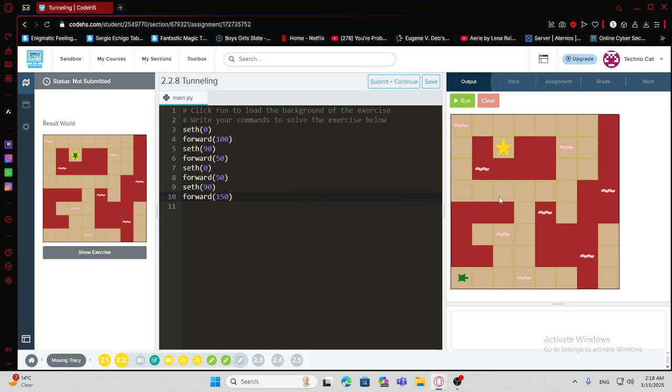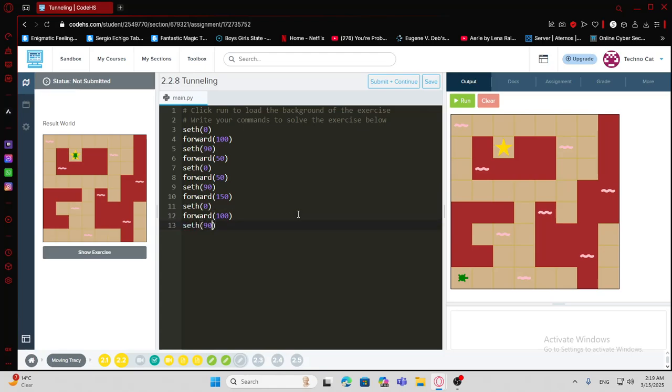And then I'm going to have her face left, which should be 0, 90, 180. And then after she faces 180, it's 50, 100, 150 again. Oh wait, there's a worm there. There's a worm there. Cancel that. She's going to face the right, and then 1, 2. So she's only going to move 100.